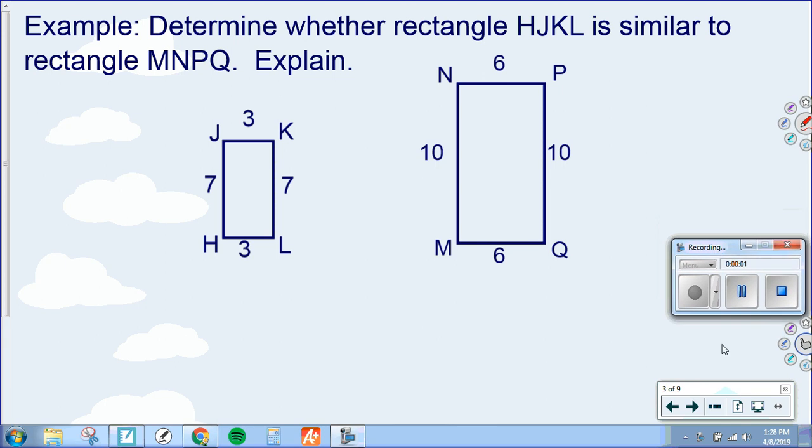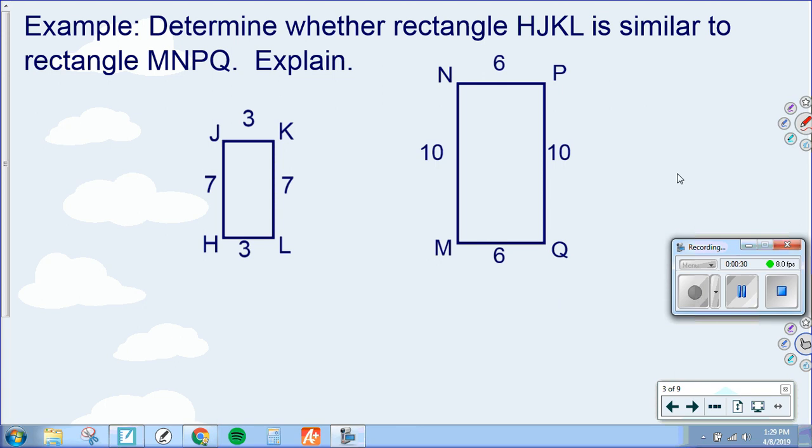Alright, today's lesson, this is chapter 7, lesson 4, finding the properties of similar polygons. So this is our first example. We are going to determine whether rectangle HJKL is similar to rectangle MNPQ. So please take a minute and just copy down the two rectangles.